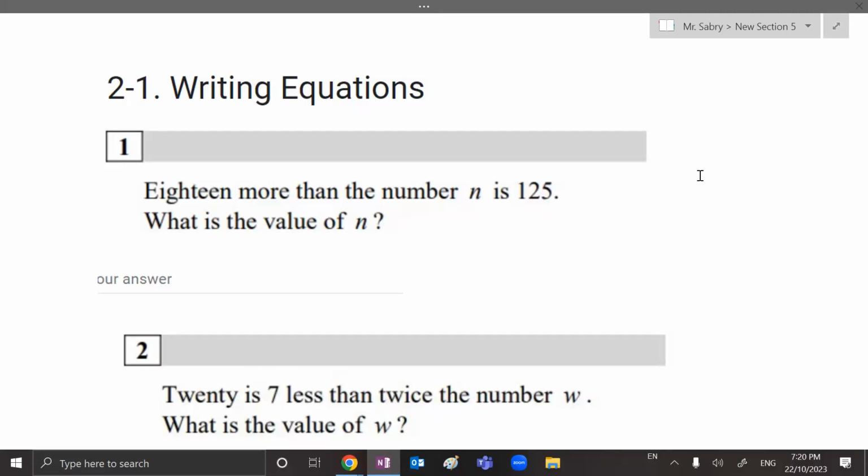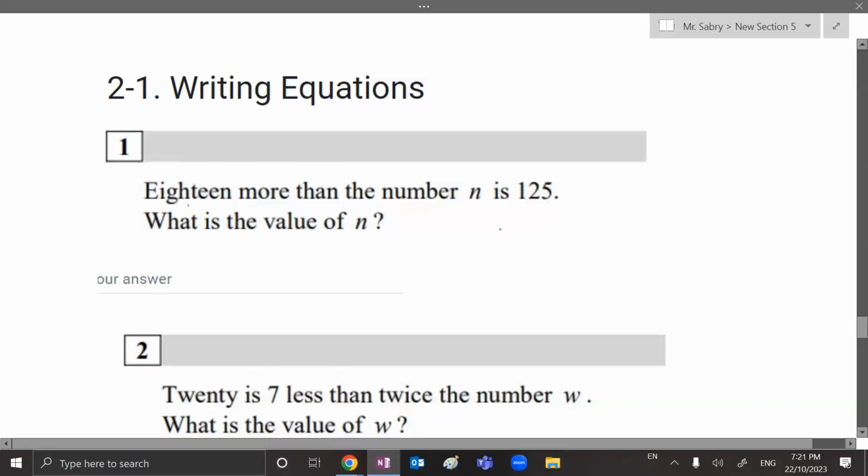Let's start. 18 more than the number n is 125. So 18 more than something means something plus 18. Then a number n, so it's n plus 18. Is means equal, 125. What is the value of n? I'll move the 18 to the other side. I'll have 125 minus 18, and I'll get n equals 107. This is the answer, 107.